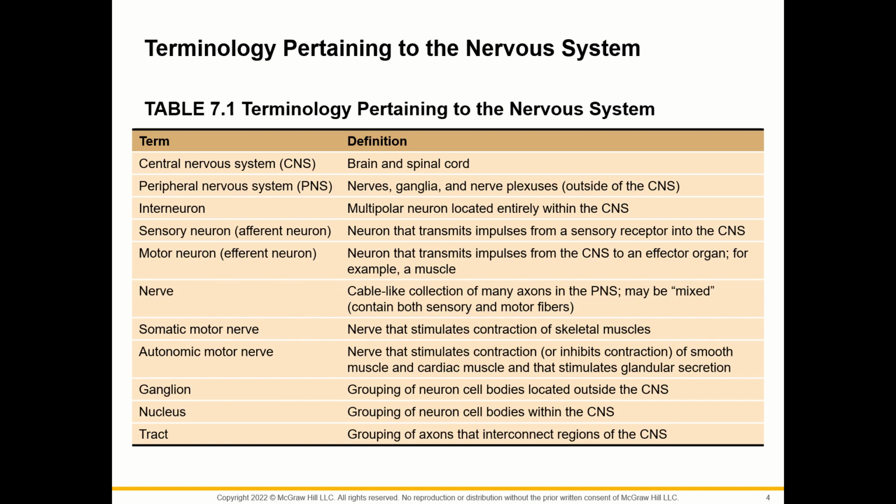And here in Table 7.1 is going to be terminology pertaining to the nervous system. I like the way this book does this for you all. It simplifies very important vocabulary. So make sure to go in and review this, because vocabulary is essential in learning anatomy and physiology.